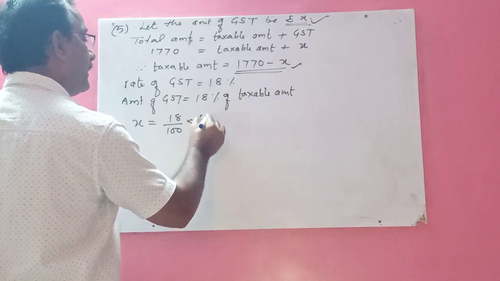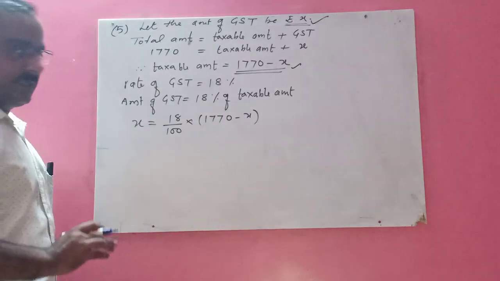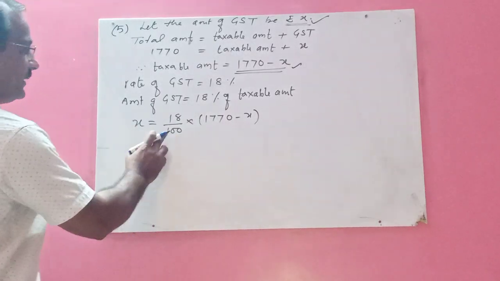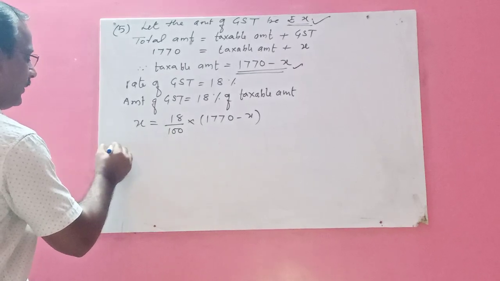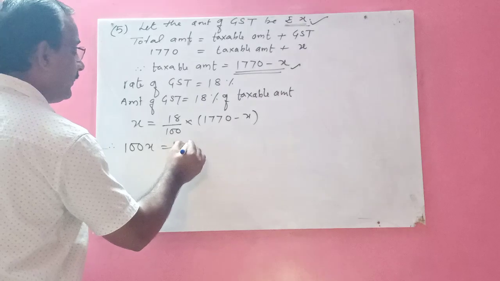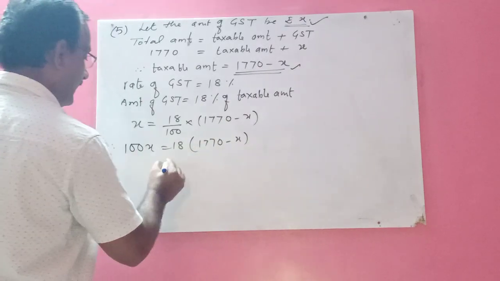So it is how much? 1770 minus X, write in bracket. Simplify this equation. How will you simplify this? Transfer 100 to this side. So therefore 100X is equal to 18 multiplied by (1770 minus X).